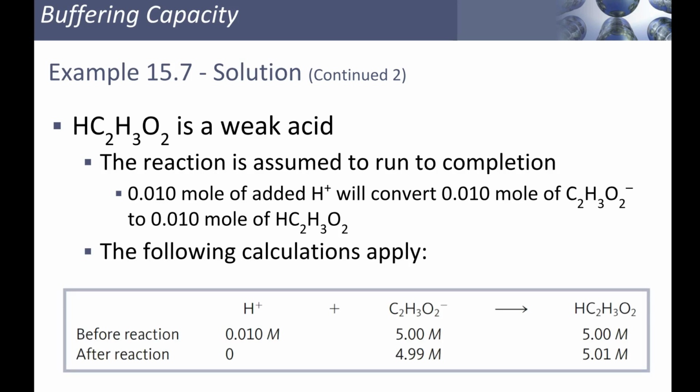So then, if that's the case, here's what's going to happen. Before the reaction, you're going to have 0.01 molar H. That's given to you. It said 0.01 moles in 1 liter, which is 0.01 molar, right? The acetate, you start with 5 molar. Once the reaction is done, you've added that much H to the acetate.